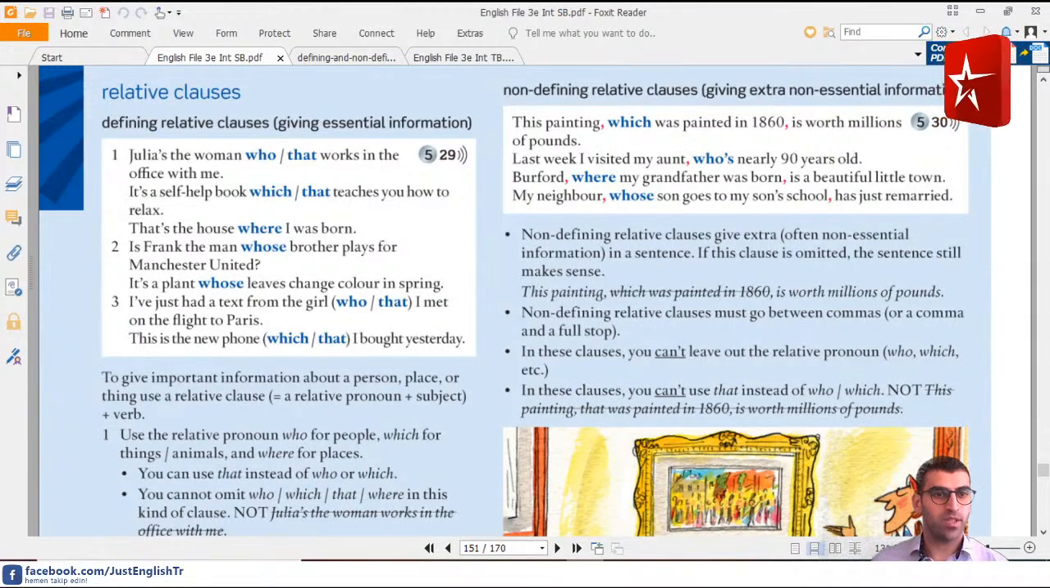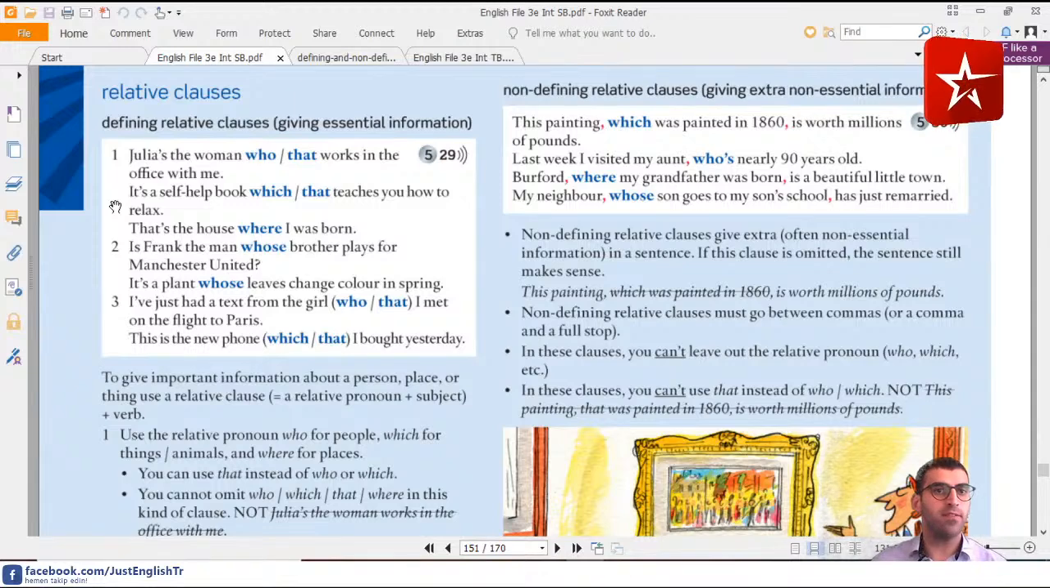Here we go. So the first one, use the relative pronoun who for people, which for things and animals, and where for places. And also we can use that instead of who and which. Let's review these sentences. Julia is the woman who works in the office with me, or that works in the office with me. No problem, we can use that instead of who here.